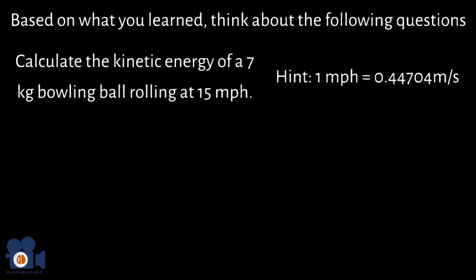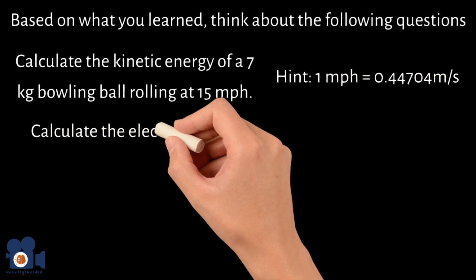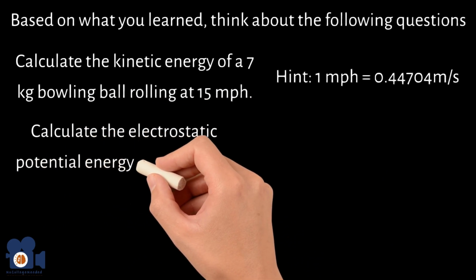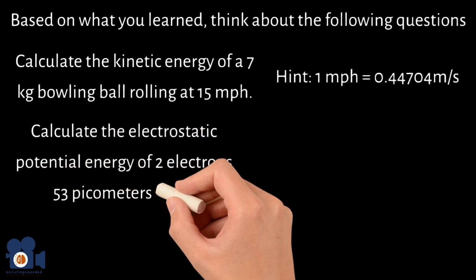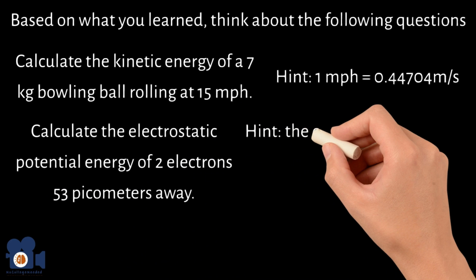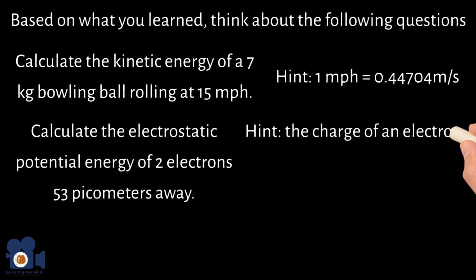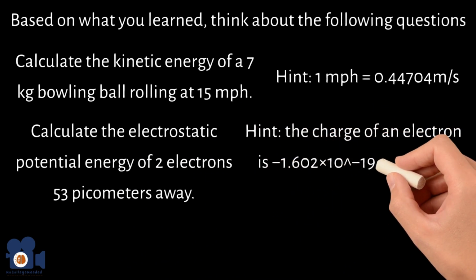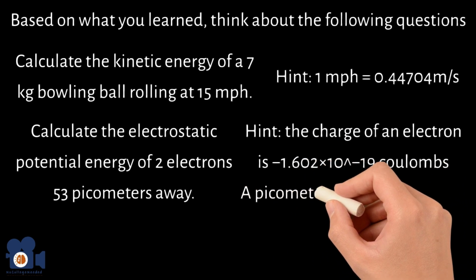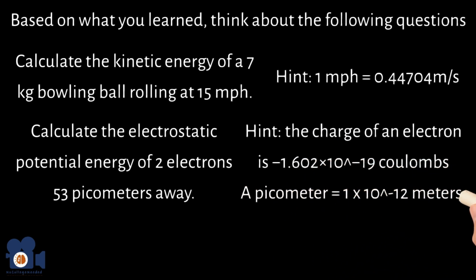0.44704 meters per second. Number 2, calculate the electrostatic potential energy of 2 electrons 53 picometers away. Hint, the charge of an electron is negative 1.602 times 10 to the negative 19th coulombs, and a picometer is 1 times 10 to the negative 12th meters.